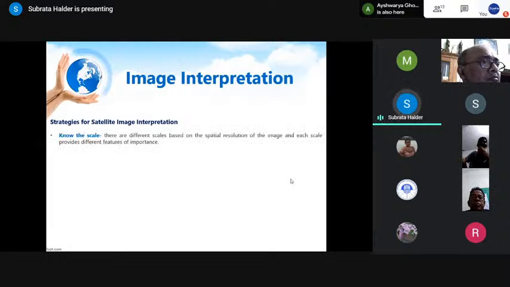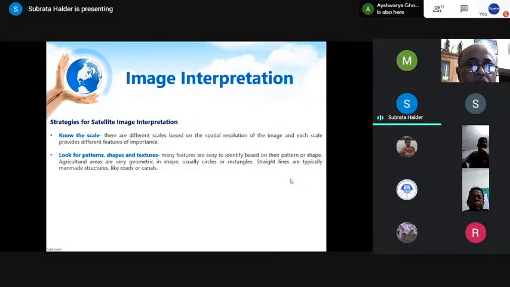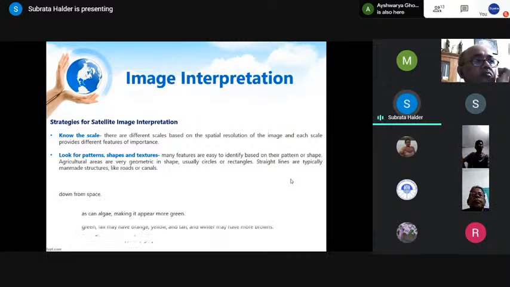Image interpretation. First, we have to know the scale. There are different scales based on the spatial resolution of the image, and each scale provides different features of importance. Next, look for the pattern, shapes, and texture of the image. Many features are easy to identify based on their pattern or shape. Agricultural areas are very geometric in shape, usually circles or rectangles. Straight lines are typically man-made structures like roads or canals.